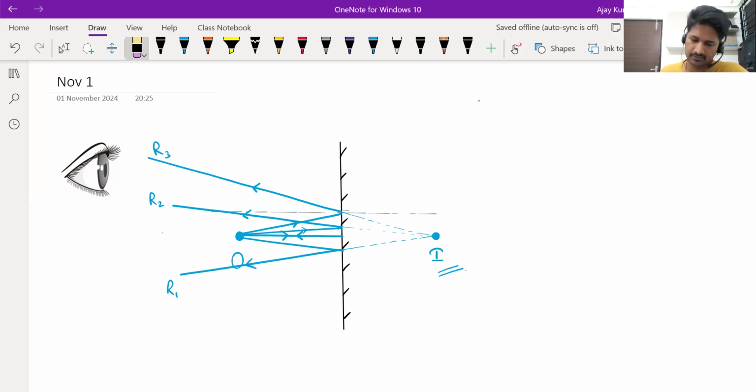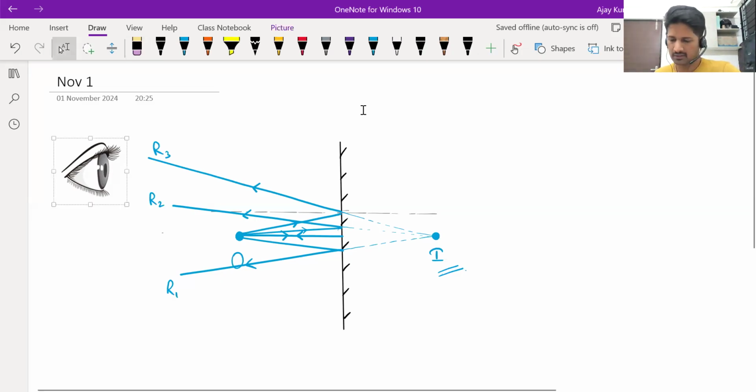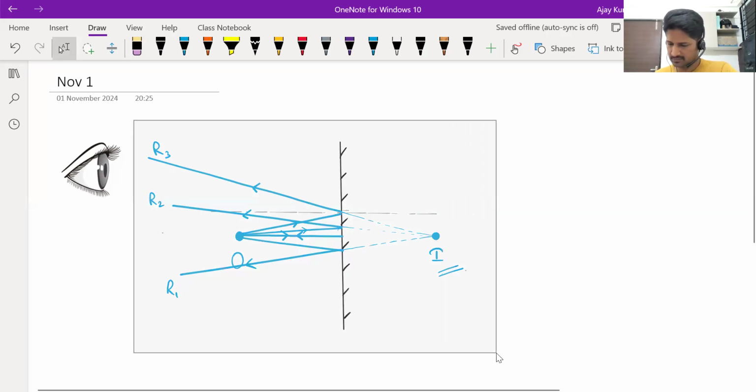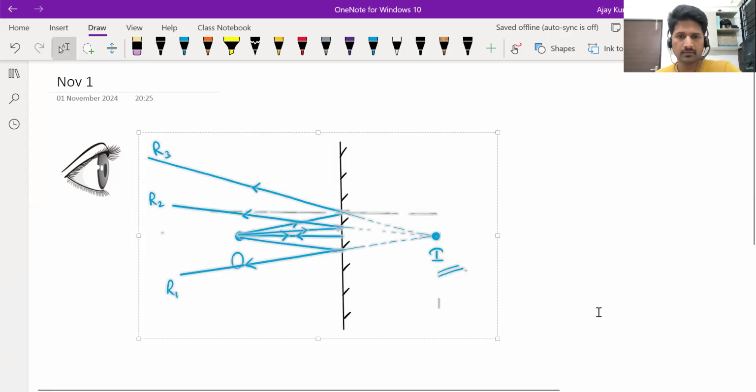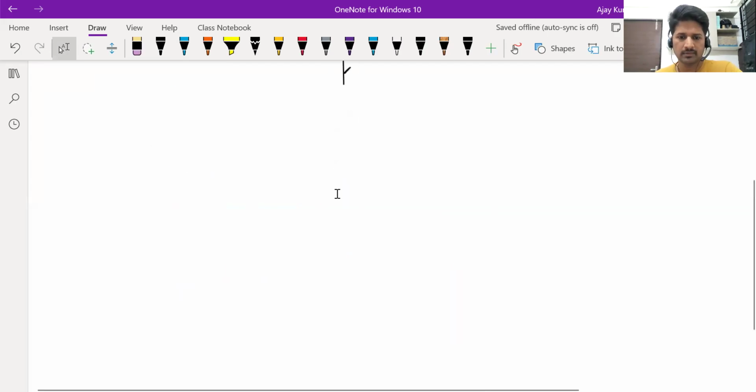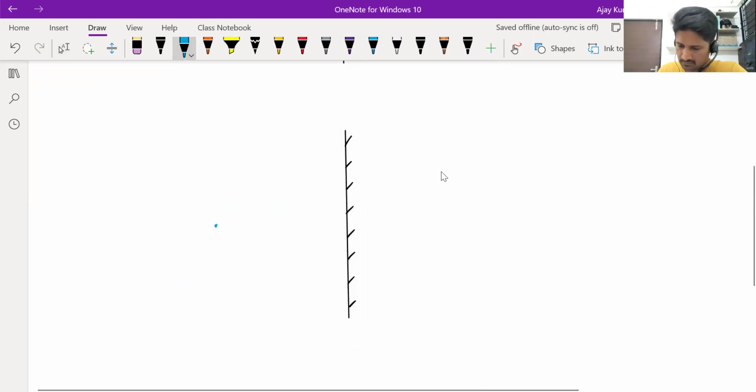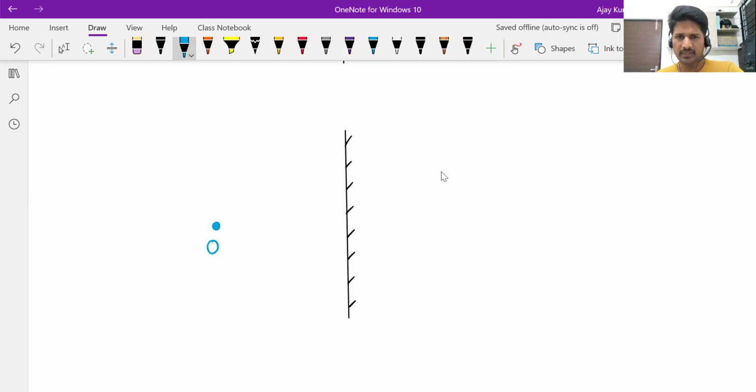Suppose, okay, forget the observer, let me just copy this diagram. Maybe just the mirror. Let's say this is the mirror, object is in front of it. You know, image will form exactly behind the mirror at the same distance.